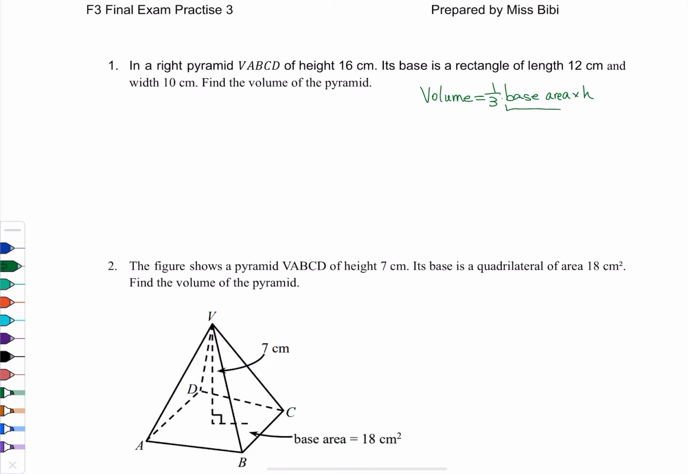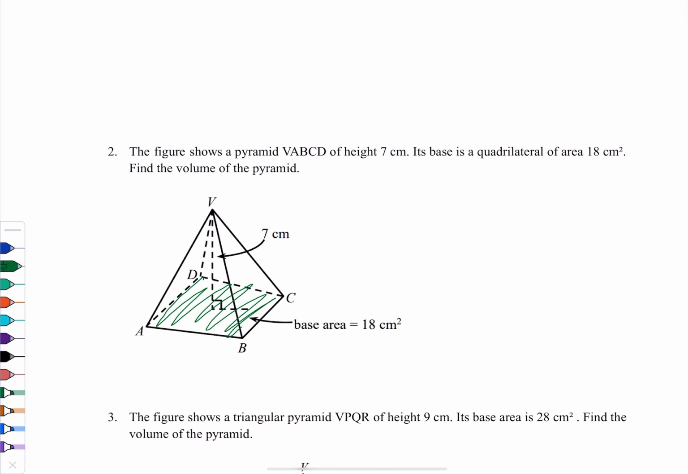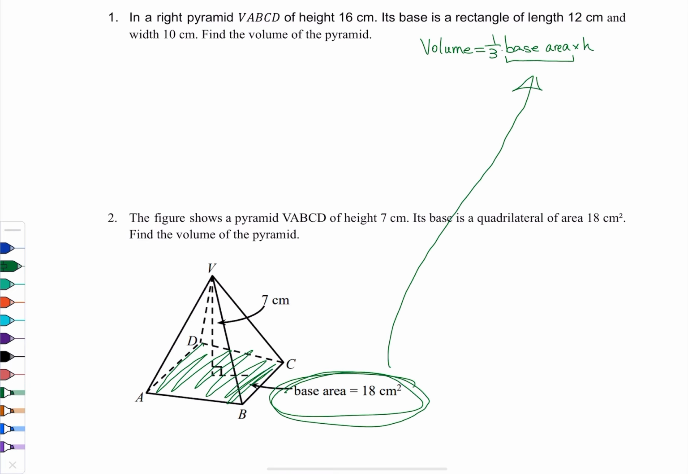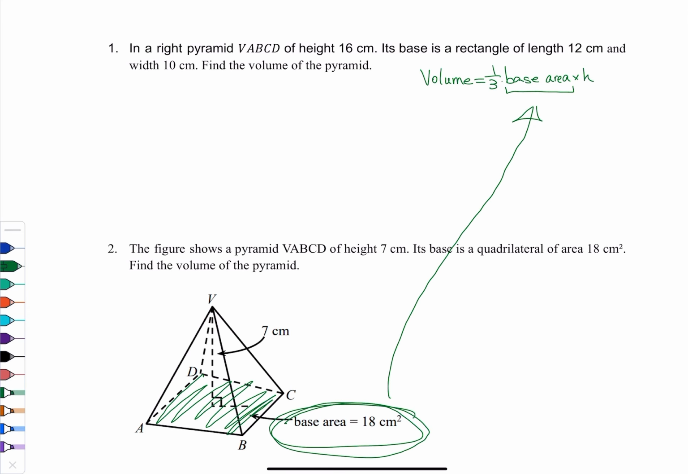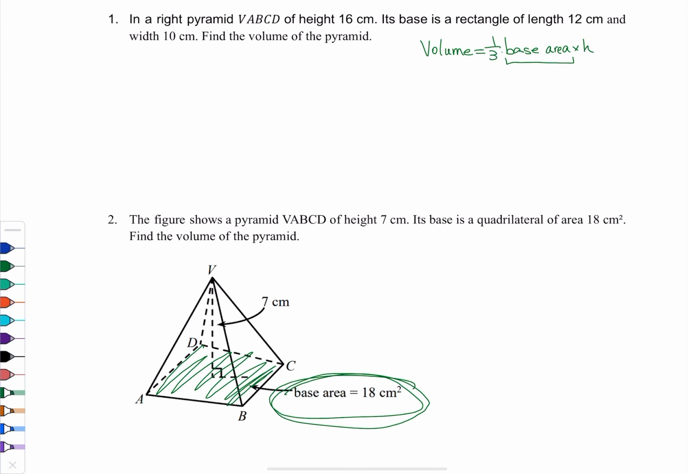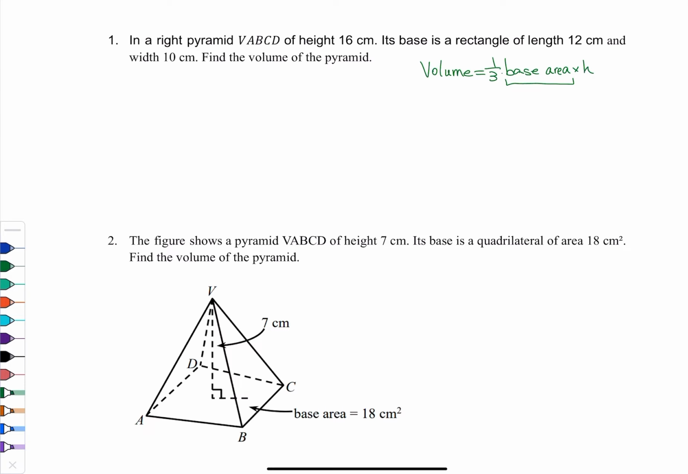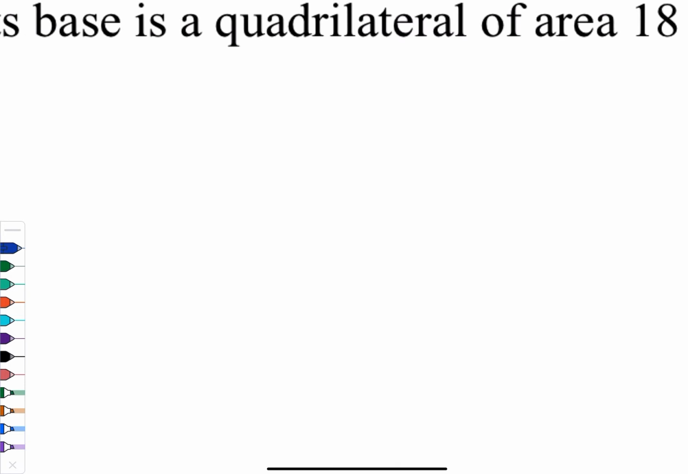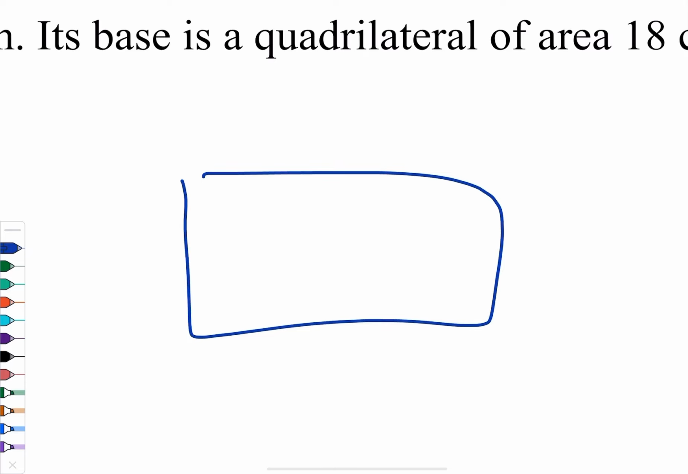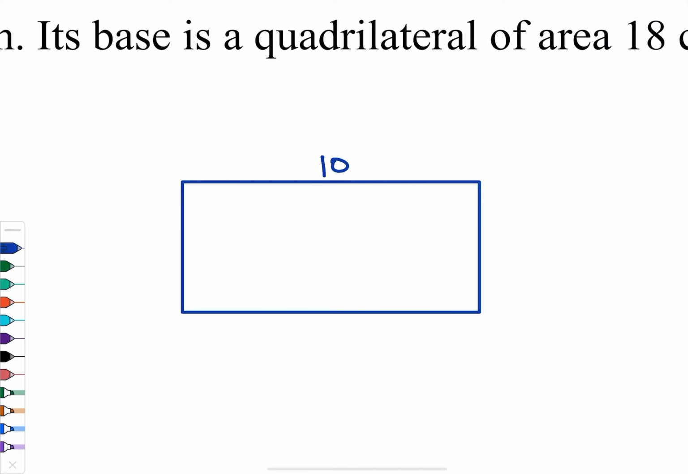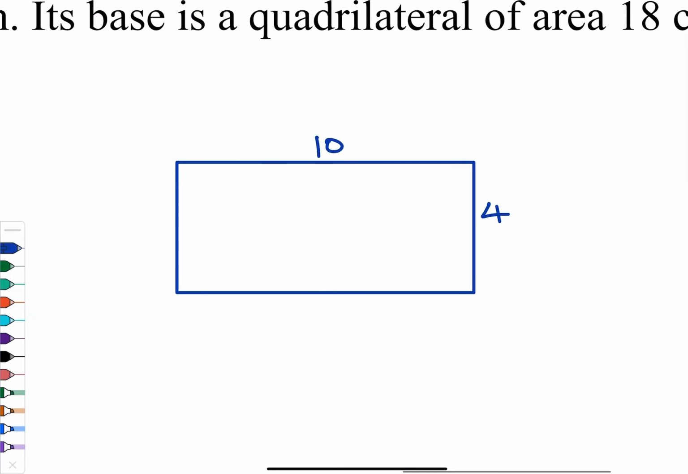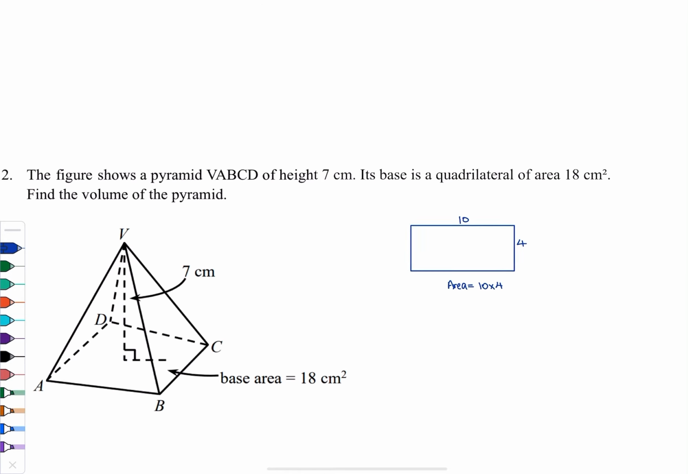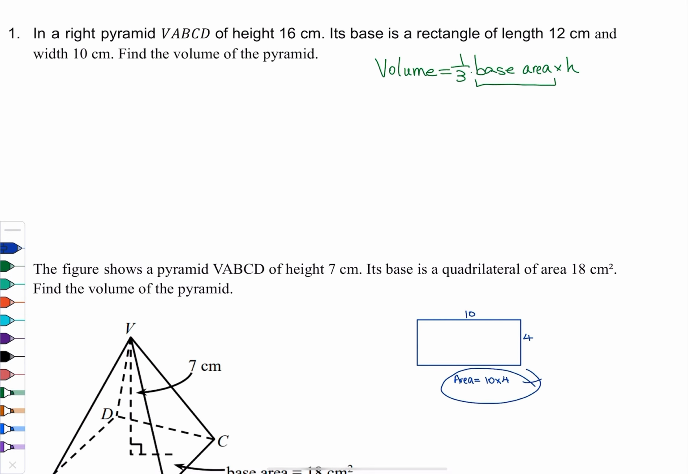Now what does base area mean? Base area means the shape that you have on the base. If you're given the area of it, then you can just replace it by that. But sometimes you're not given that. You might have to find it. Now, how do we find that? So, the bases could be of different shapes. For example, if it's a normal rectangle, and this is 10, this is 4, then the area will be length times width, 10 times 4. So you will replace the base area by this.